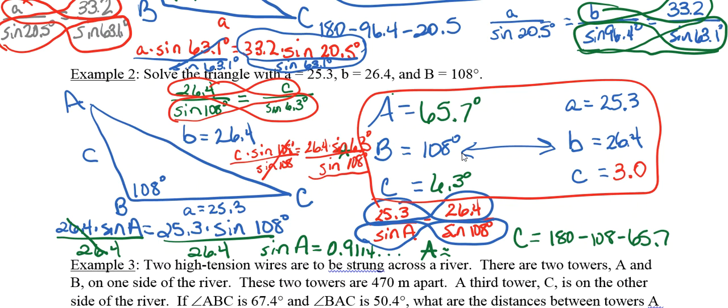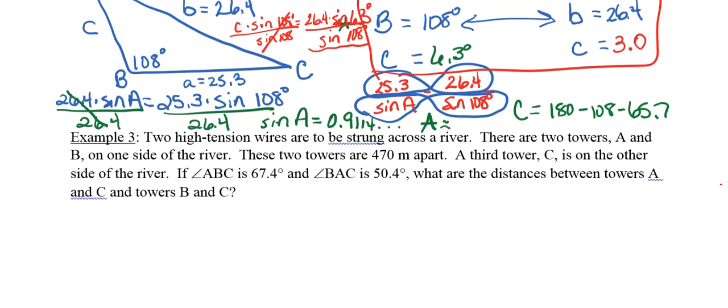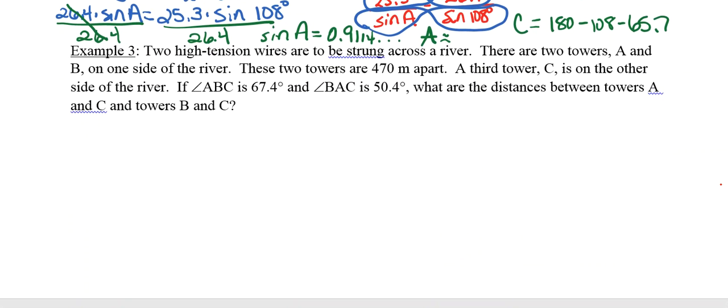Okay, let's go ahead and look at example 3. Looks like we have a situation. 2 high-tension wires are to be strung across a river. There are 2 towers A and B on one side of the river. These 2 towers are 470 meters apart. A third tower C is on the other side of the river.